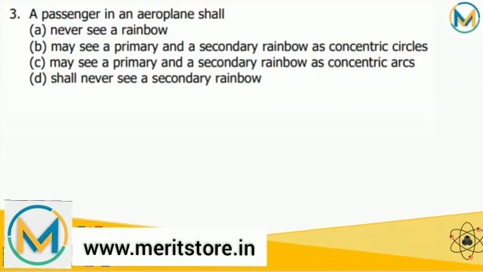Looking towards the next question, a passenger in an aeroplane shall never see a rainbow, may see a primary and a secondary rainbow as concentric circles, may see a primary and a secondary rainbow as concentric arcs, or shall never see a secondary rainbow. So as the aeroplane is at a higher altitude, the passenger in an aeroplane may see a primary and a secondary rainbow like concentric circles. So the correct answer for this question is option B, that may see a primary and a secondary rainbow as concentric circles.